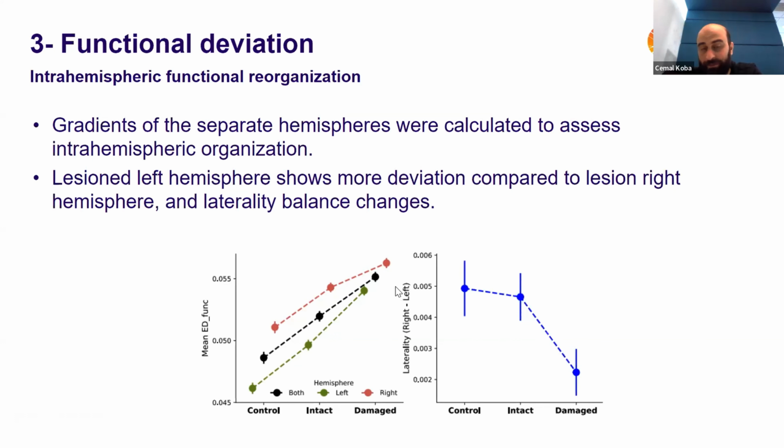But this pattern is a bit broken in the damaged hemispheres. And when left hemisphere is damaged, the laterality index right-left balance is broken, indicating that when intact, the right hemisphere cannot conserve the balance by itself. But when the right hemisphere is damaged, left hemisphere helps keep the same balance as control subjects.